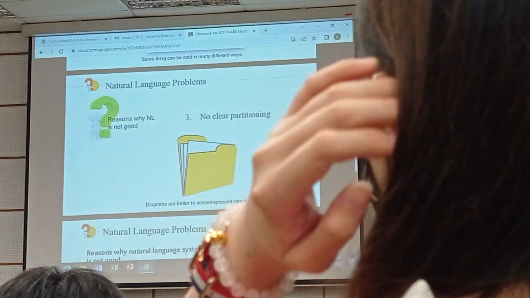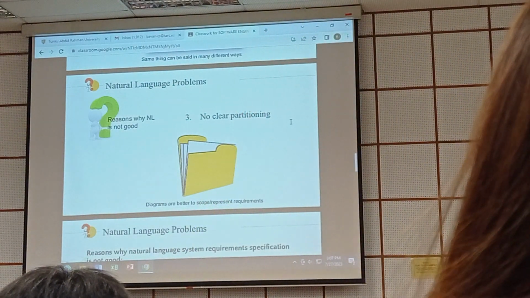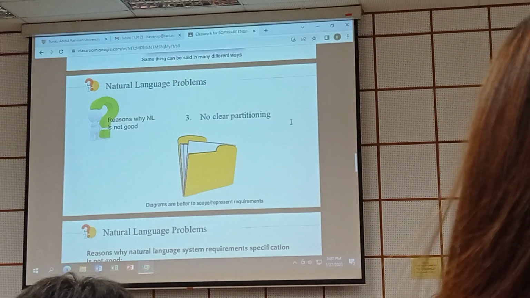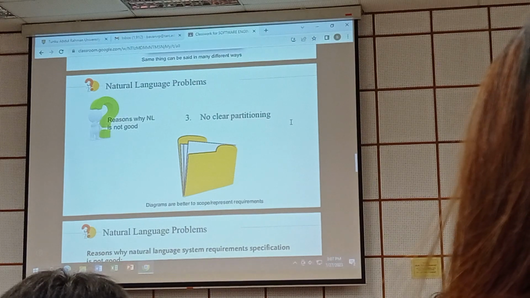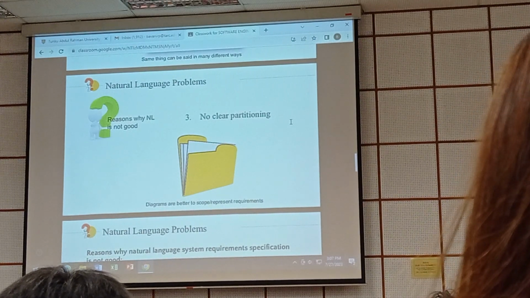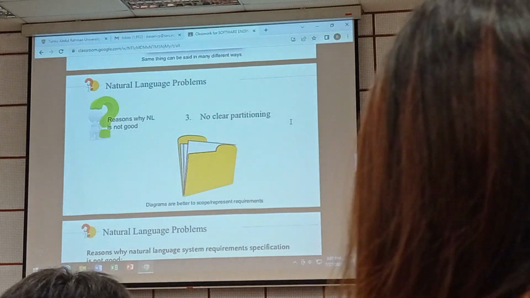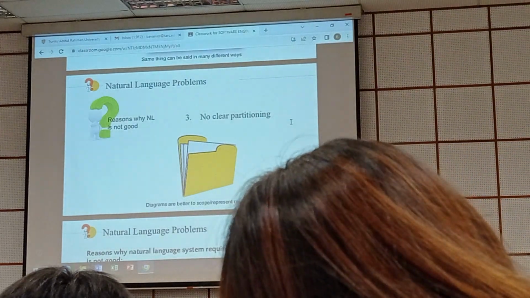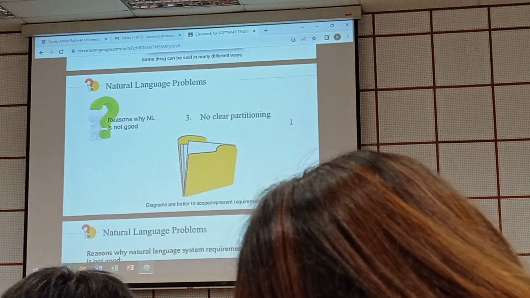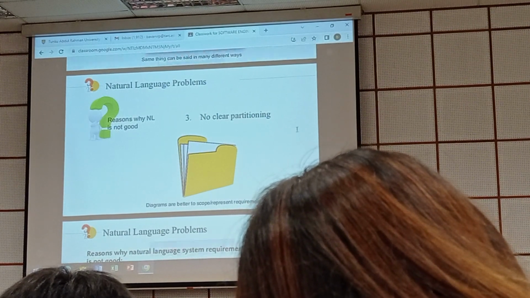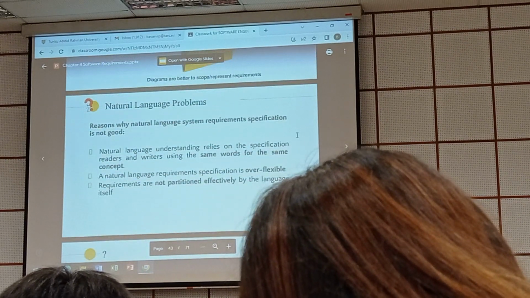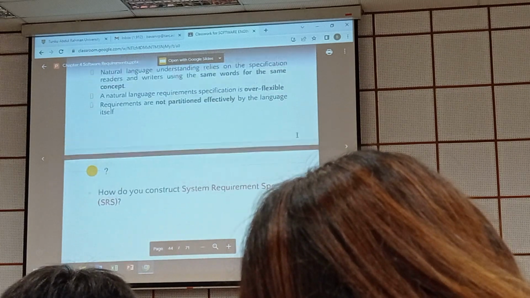So that means there is no partitioning. When I ask you what you want me to have in the system, you just tell it like a bullet train, but you are not partitioning what I want in here, what I want in this, what I want in this. So that is also another problem. Okay, no clear partitioning. But if you want to solve this problem, there is some solution lah.